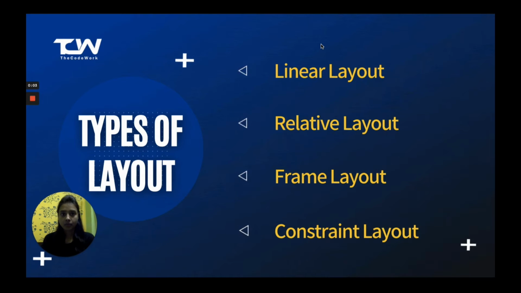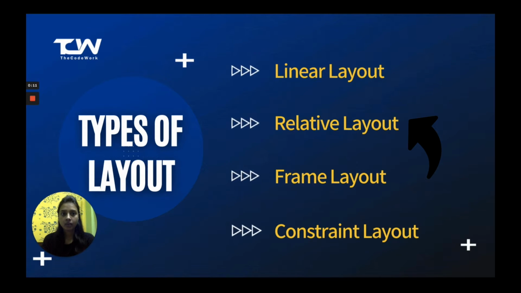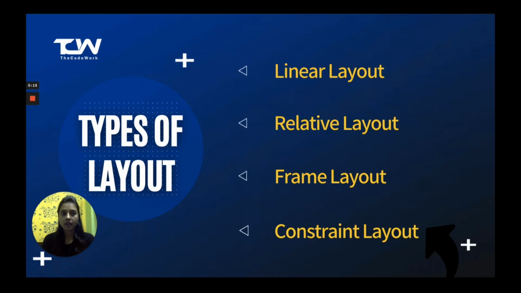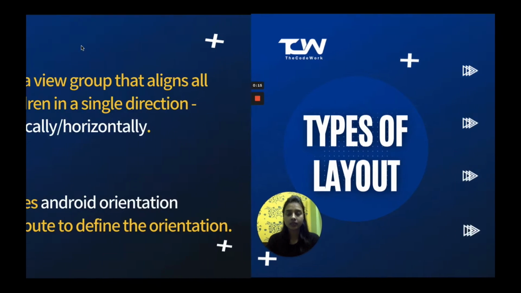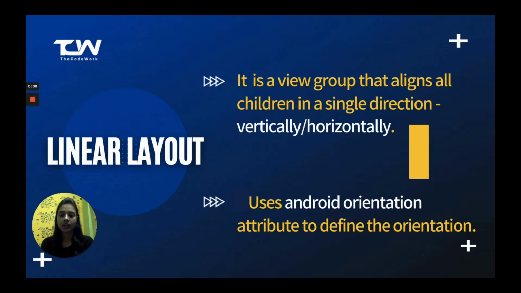Types of layout. Mostly four types of layout that we use to design our user interface. Linear layout, relative layout, frame layout, and last one, constraint layout. Linear layout. Linear layout gives us the option to place the components in a single direction, either vertically or horizontally. We use the Android orientation attribute to define the orientation of the layout.